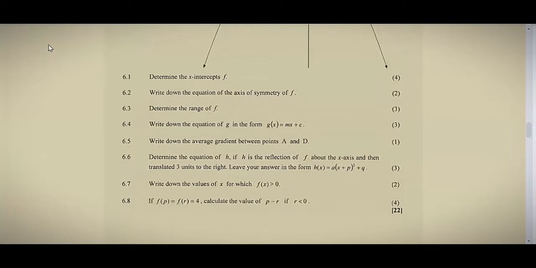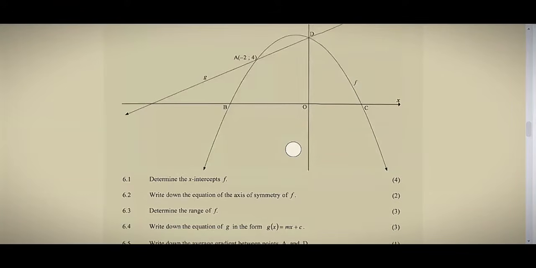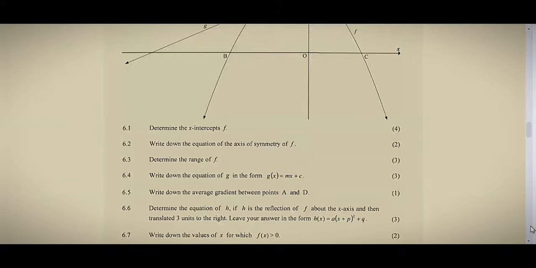Okay, then 6.5 says now write down the average gradient between A and D. So that's saying write down the average gradient. Remember, we have already calculated that. So let them not confuse you by saying write down the average gradient. What we calculated here was that average gradient. So the gradient here is equal to 1. Hence, it's even 1 mark, right?